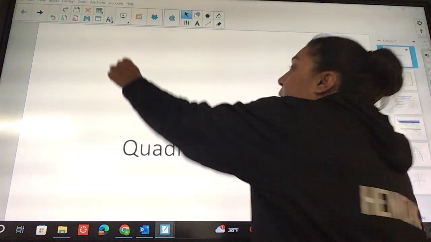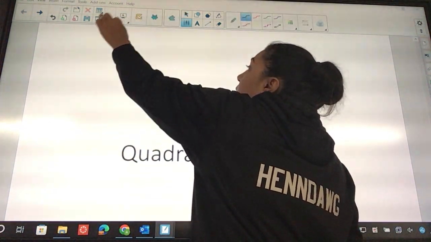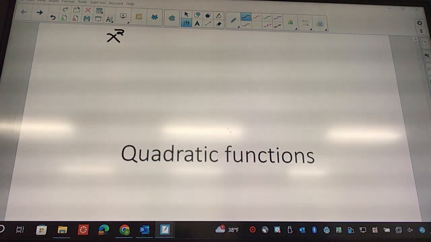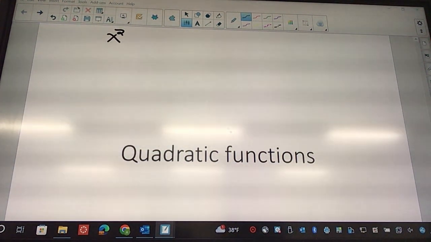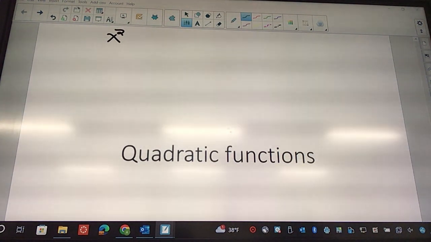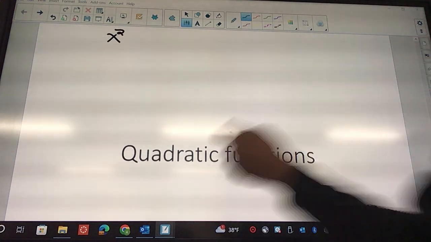Quadratic, because it's going to have, remember this little baby 2, like x squared? That's an exponent with a 2. It's only a quadratic if it has a 2. So that's an important part. You have to have the baby 2 there. And then a quadratic shape looks like this.